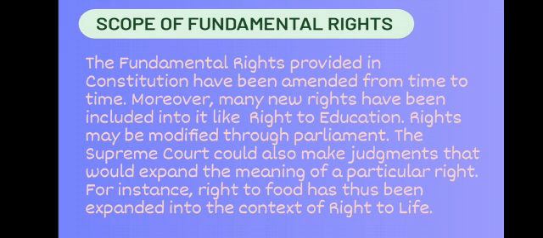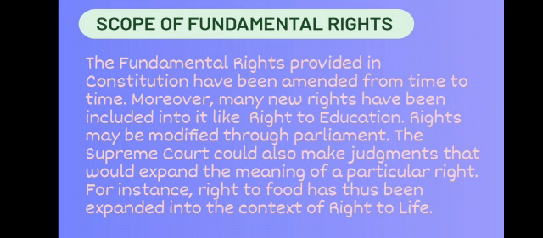Now, scope of fundamental rights. The fundamental rights provided in the Constitution have been amended. Amended means adding or deleting something to the article or making some changes in the articles. So amending means adding something to the law according to a requirement from time to time. Amendment takes place from time to time according to the requirement of that particular period. Moreover, many new rights have been included in it, like right to education. Rights may be modified through Parliament. Initiative for amending any law or any article is the responsibility of Parliament. They have to take the initiative.